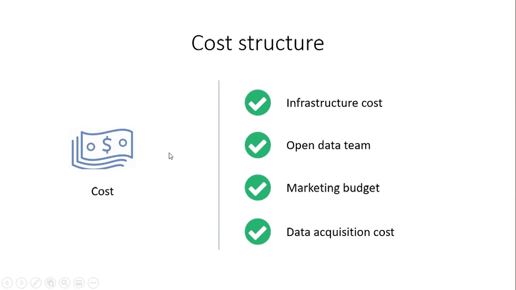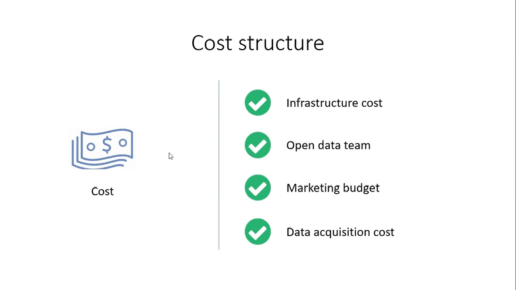Let's look at what's the underlying cost structure for running your open data program. The first cost I'm going to talk about is the infrastructure cost or the platform cost. Since you have to run an open data portal along with other integration tools you need for discussion forums or creating forms and things like that, there's definitely a cost to it. So infrastructure cost is the main cost.